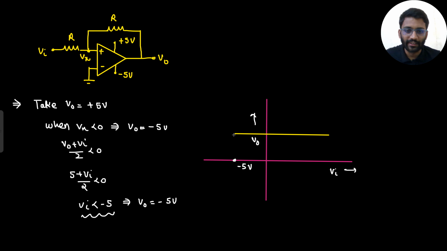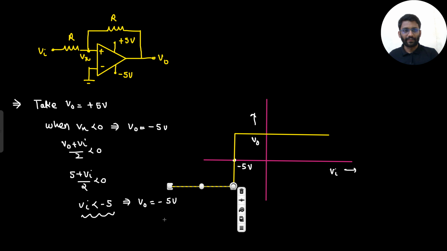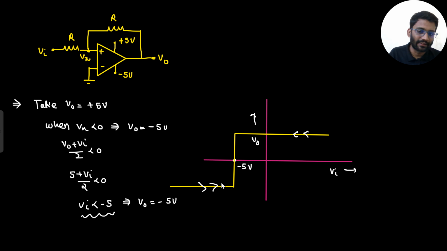Now it is going to minus 5. So you are going from plus 5 to minus 5. So where will your arrow be? Like this. You won't make your arrow like this. You are not going from minus 5 to plus 5. You are going from plus 5 to minus 5. So that's why my arrow will be plus 5 to minus 5. This is how my arrow will be. And this is my value of V in. It can vary from anywhere.